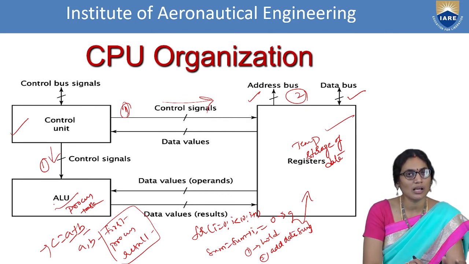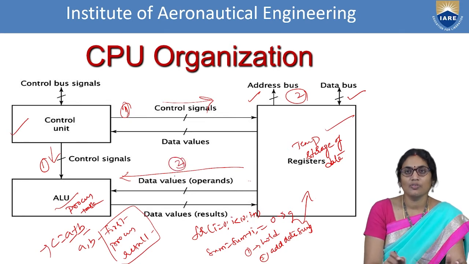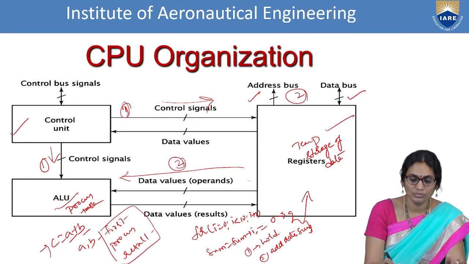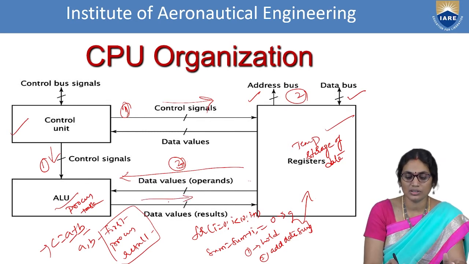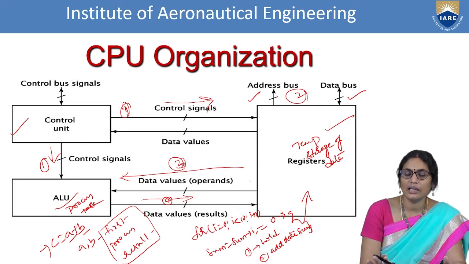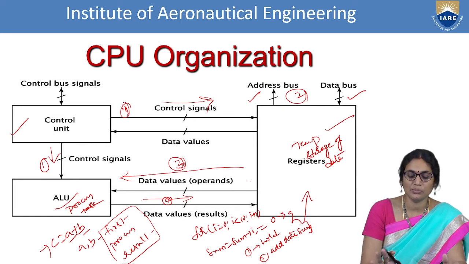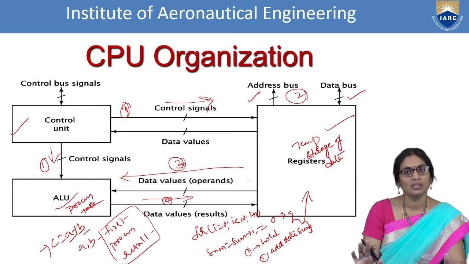So the ALU is performing the task. What are you doing? You're fetching data from the registers to the ALU. This is the third step. You're fetching data from the ALU and you're presenting the results again back to the registers. So these are the two things which you're performing with the ALU. Other than this, the ALU is not performing any task. So we are simply saying that data is fetched from registers, and data is written back to the registers.